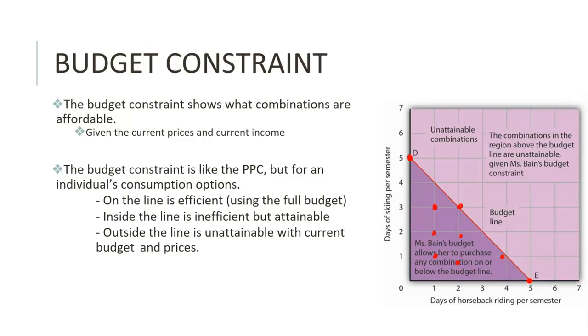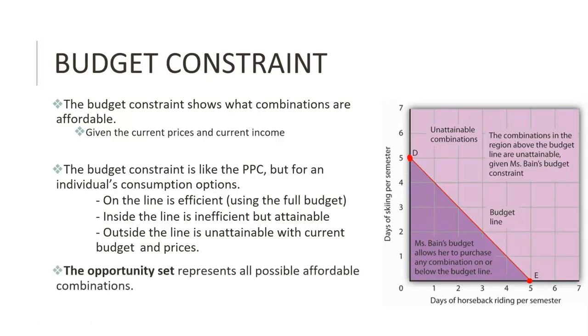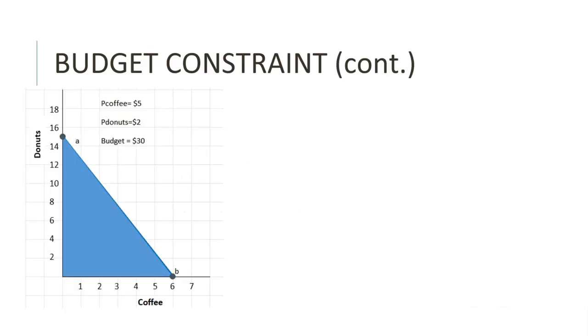If consumer income goes up, we can see this line shifting outward. Or if prices go down, we also could see that line shifting outward. So those affordable, attainable combinations can change depending on what's happening with budgets and prices. The opposite can happen as well. We could have a decrease in income or an increase in prices that's going to shift that line inward. And this line and that darker shaded triangle is called the opportunity set. It represents all possible affordable combinations.